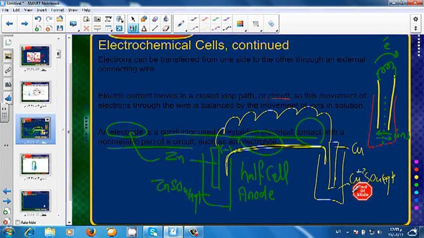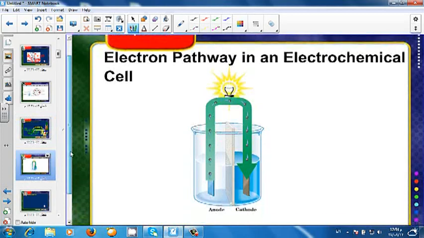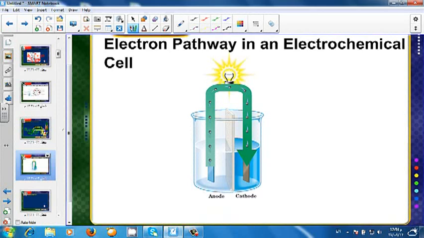Of course, copper ions, as we said, gain electrons from the current and start to deposit here, and we consider this the cathode. What is the cathode? The cathode is the part, or the half cell, through which reduction takes place, and of course it takes a positive charge. This is the final shape of our electrochemical cell.